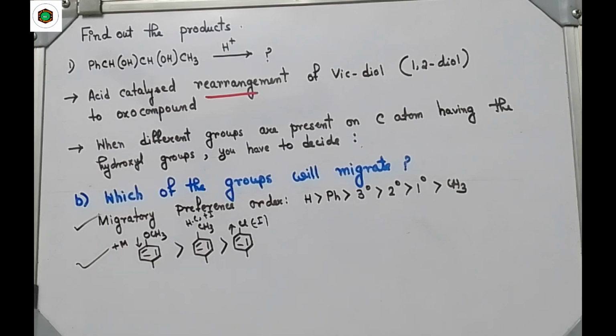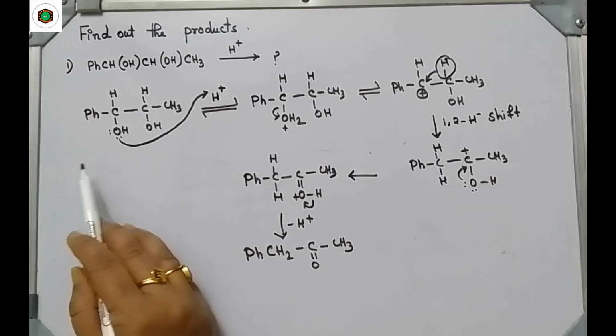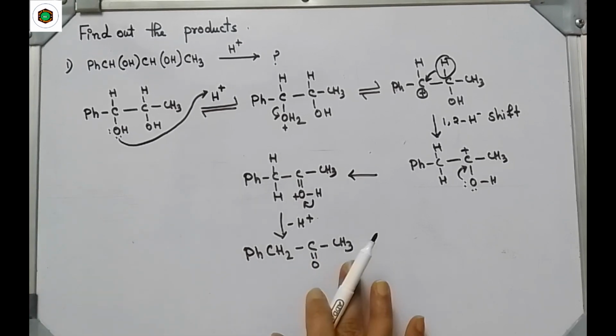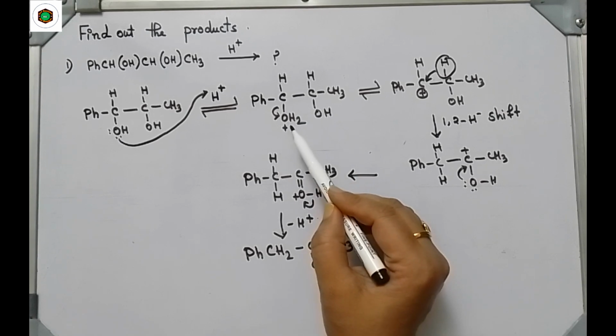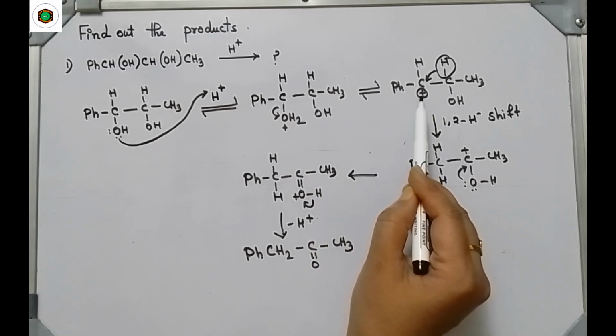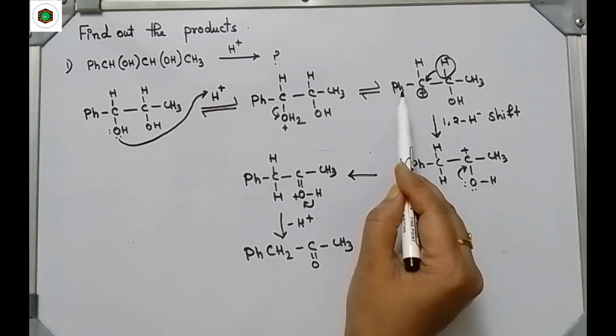Now we will solve problems one by one. Now take first example. This OH will react first with H plus because after protonation and by removal of water we are getting carbocation which is stabilized by adjacent benzene ring.